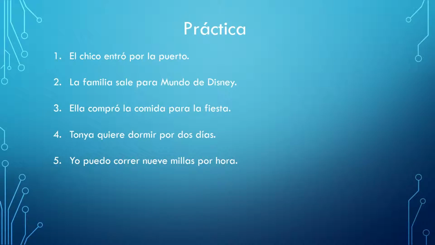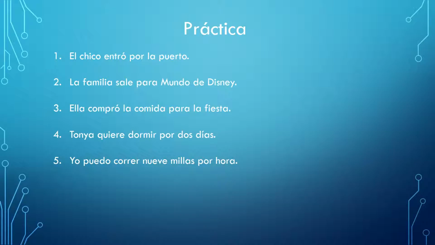Alright. Número 1. El chico entró por la puerta. In this situation, we will use por because we are talking about a motion or a general location. The boy came through the door.